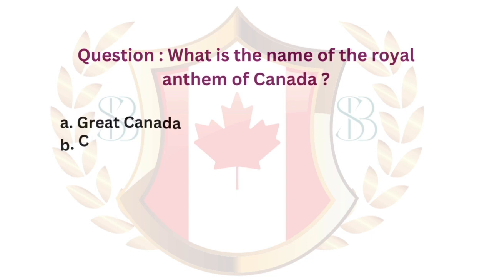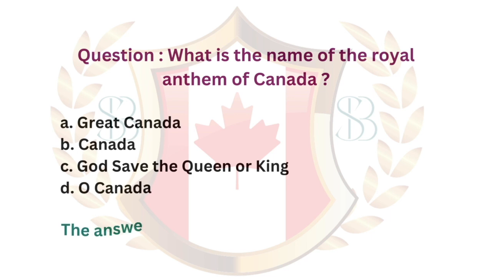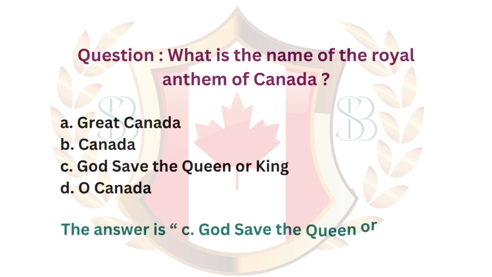Question. What is the name of the royal anthem of Canada? A. Great Canada. B. Canada. C. God Save the Queen or King. D. O Canada. The answer is C. God Save the Queen or King.